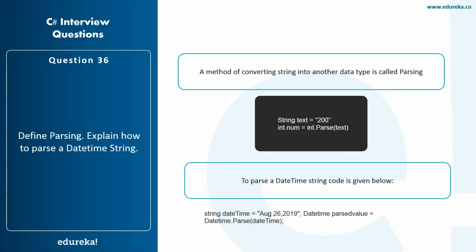Now, when you want to parse a datetime string, let me show you that with a small code. Here I have written string datetime equals the date August 26, 2019. Now, when I'm parsing this datetime, I have created a variable, DateTime parsedValue, equal to parsing this datetime into its original form, that is August 26, 2019. So this was it with parsing.